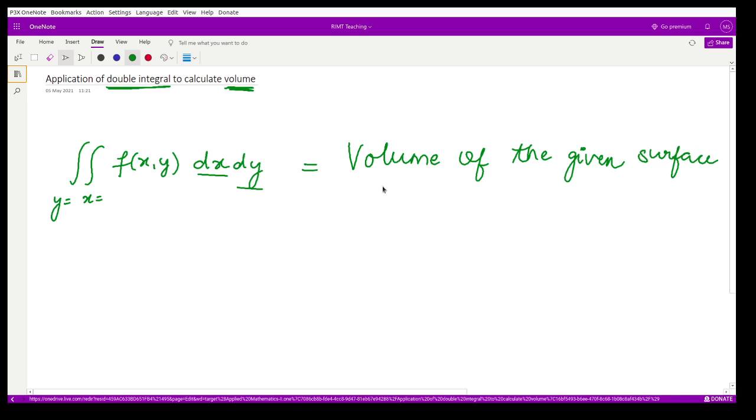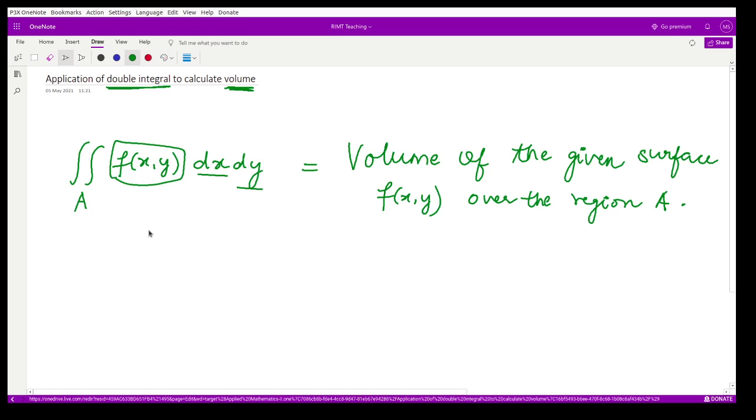Now what is your given surface? That is f of x comma y over the region A. So if I write instead of these limits A, so over this region A we are calculating the volume of this given surface. Physically or geometrically, what does it mean?